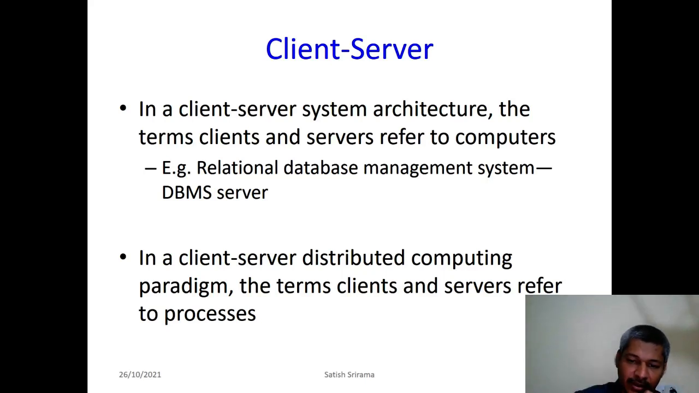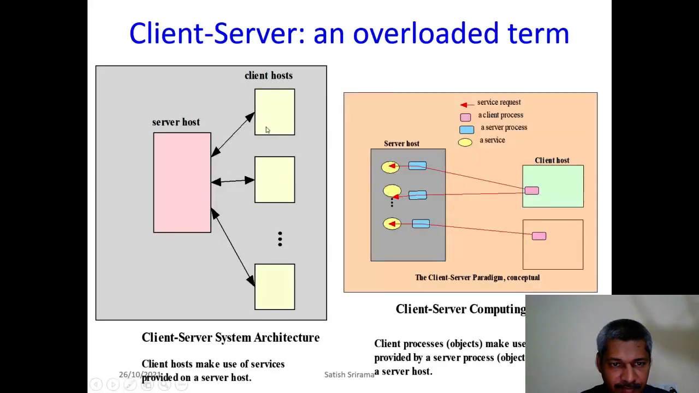But when we talk about client-server in the distributed computing paradigm, the clients and servers refer to processes, and we have been seeing these processes. So in the distributed computing paradigm, it is always the processes. Looking at both architectures again, in the client-server system architecture, the client host, that is the machine, is trying to make use of the services provided on the server host.